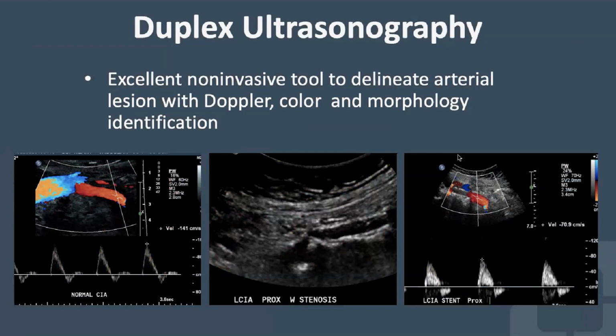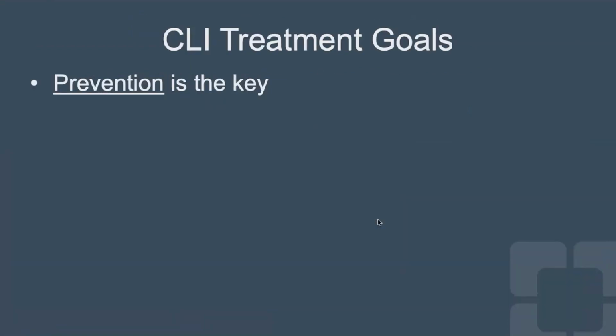Duplex ultrasonography, I said that's usually my next go-to because it's non-invasive. It can delineate arterial lesions. You can look at them with Doppler, which shows how our flow is and how compliant the vessel is, and if there is any flow, you can look at color. And you can look at the morphology. You can see that this vessel here particularly has a stent in place. So it picks up a lot of detail if you have a great tech, and we're lucky to have those.